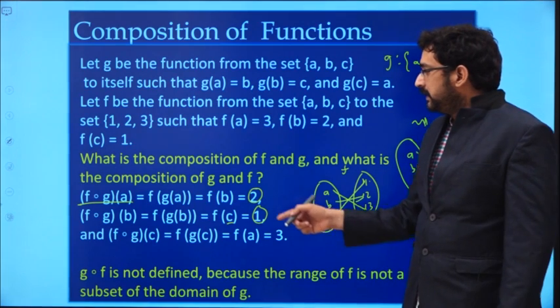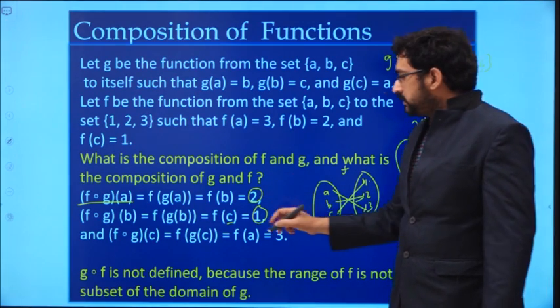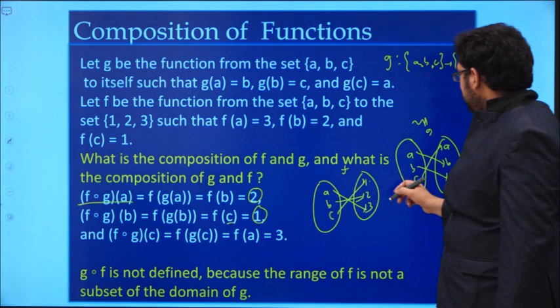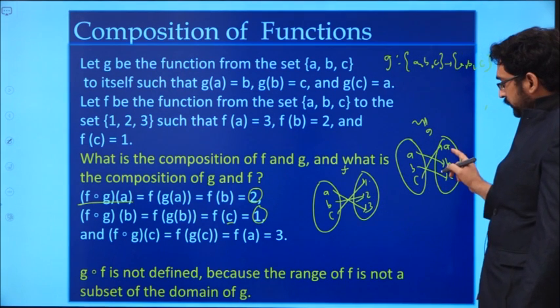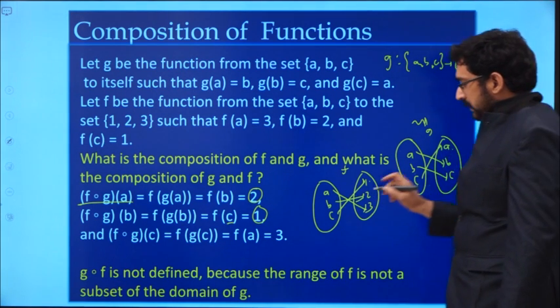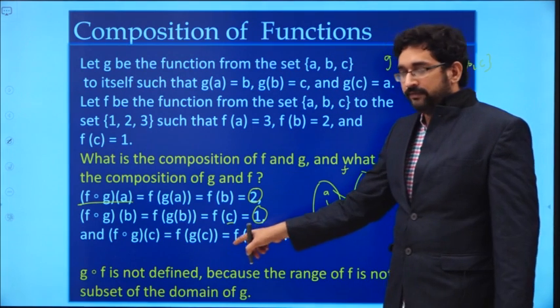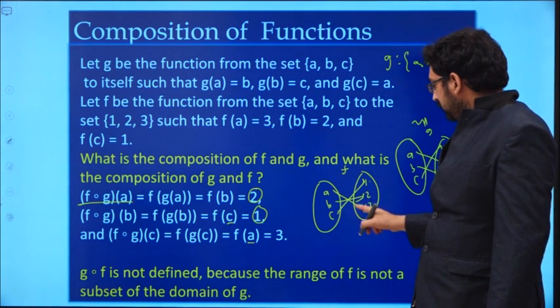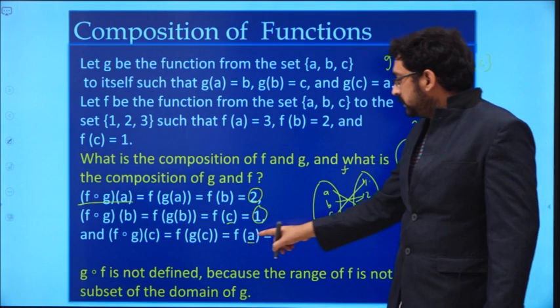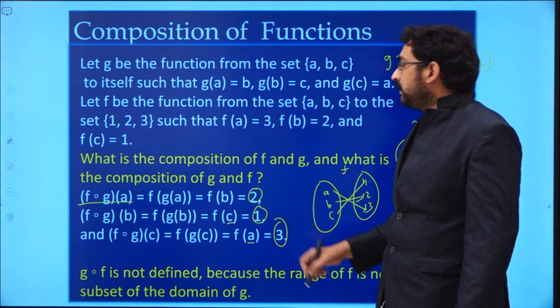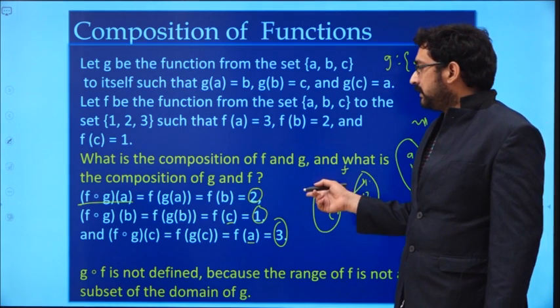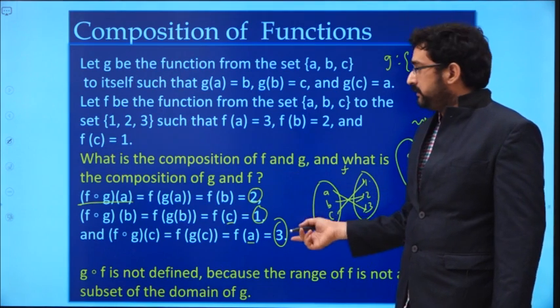Similarly, find f circle g of c. So f of g of c. What is g of c? C is assigned to a. So g of c is nothing but a. So f of a. What is f of a? A is mapped to 3 here. So f of a equals 3. In this way, we find the composition for f circle g.